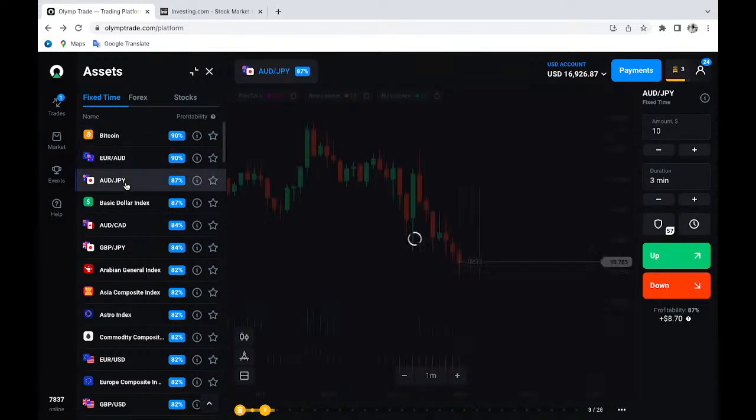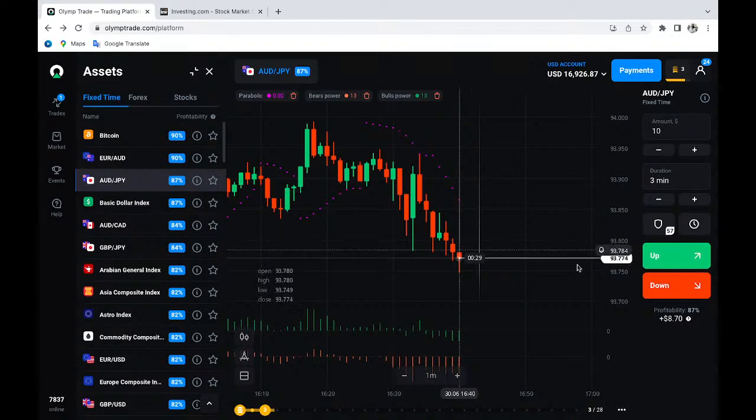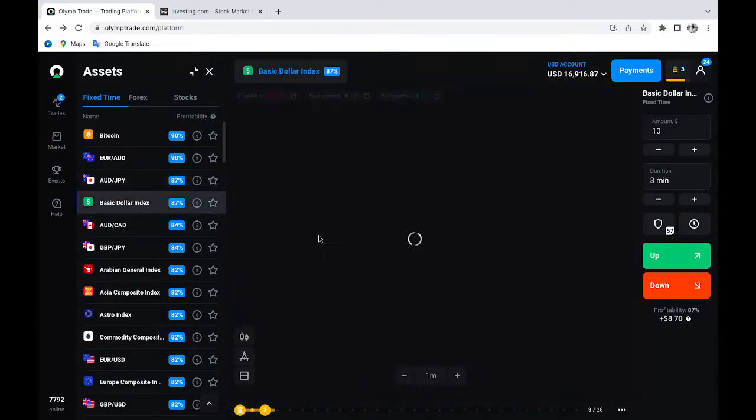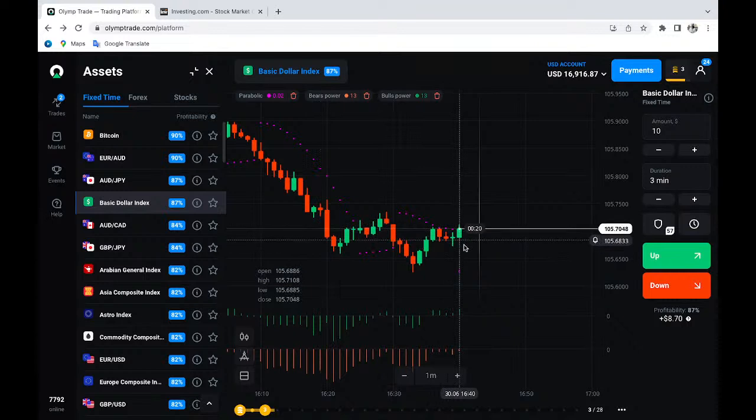Australian JPY, is there any position there? Again we are late, but we can't do anything, so let's open a trade here. Second, the dollar index. It's good, and yes, on the first signal we should clearly open a trade here for the upside.